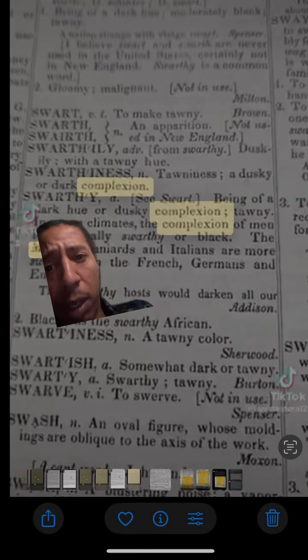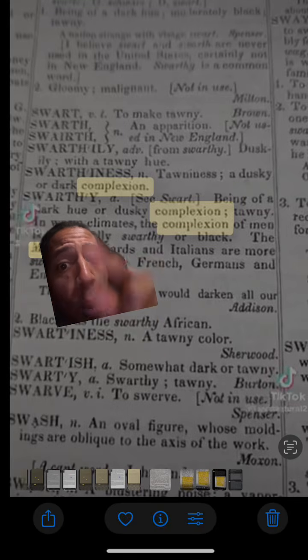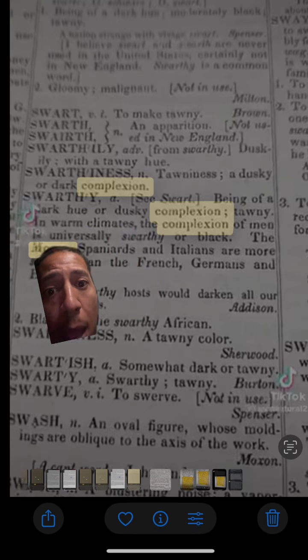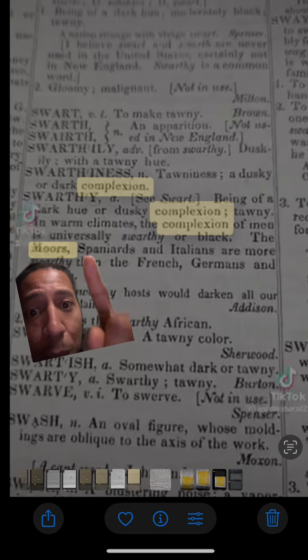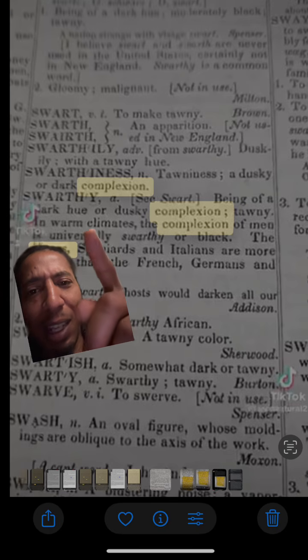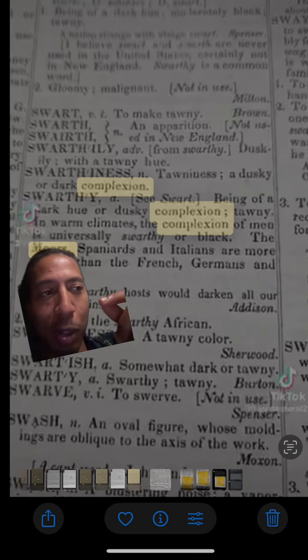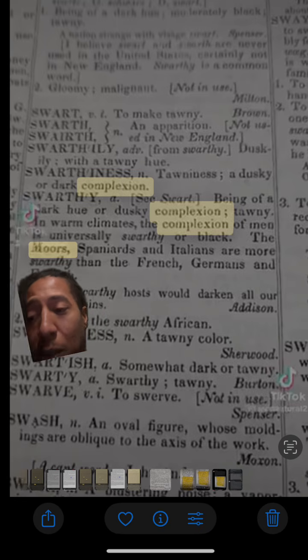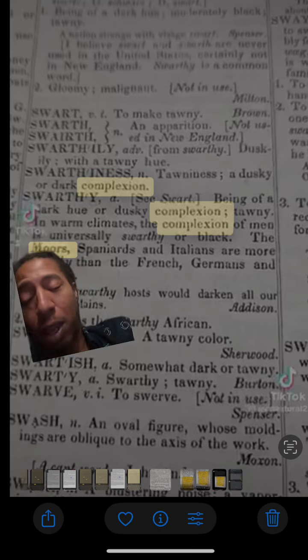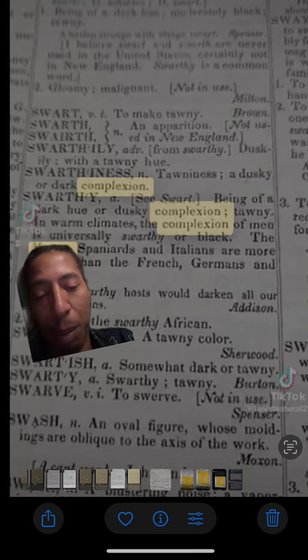Now let's look at the definition for swarthy or zwart. Okay, a dark hue, a dusky complexion, warm climates. The complexion of men in warm climates is usually swarthy and black. Okay, Moors, Spaniards. People be trying to say, it literally says warm climates, and people be trying to say like, well, Spaniards are a little bit more, like today's YTs be like they're a little bit more pale, not as pale as like a Scotland person or something.